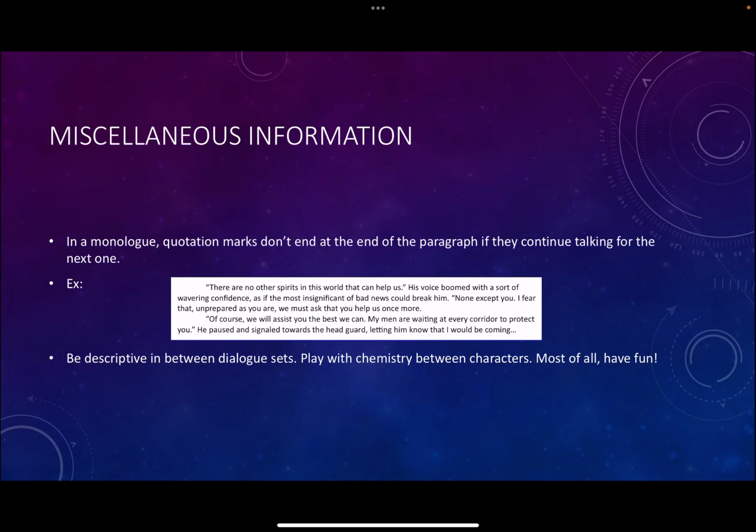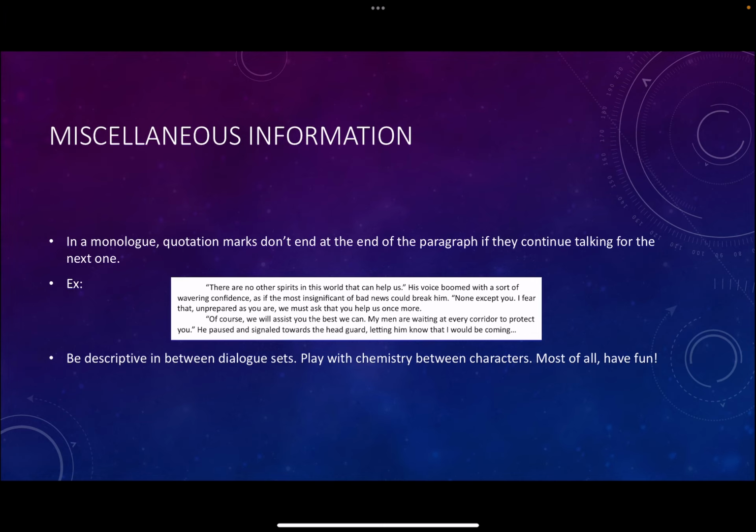Dialogue should always be broken between paragraphs for each speaker. If John dialogues in the first paragraph, Alex shouldn't also talk in the same paragraph. End John's and start a new one for Alex. Finally, play with chemistry between characters and with descriptions in between dialogue so it isn't boring for the reader.